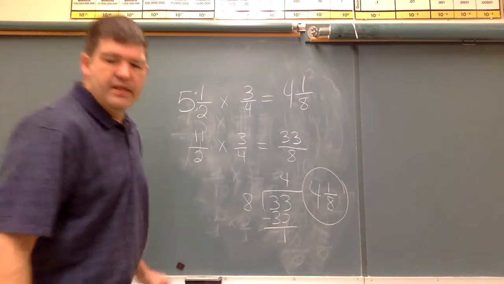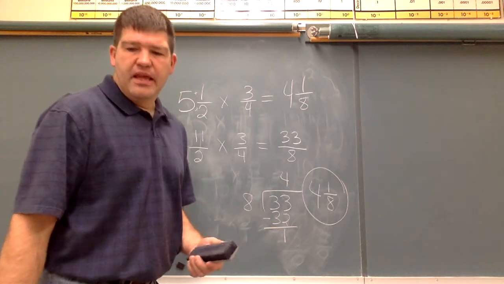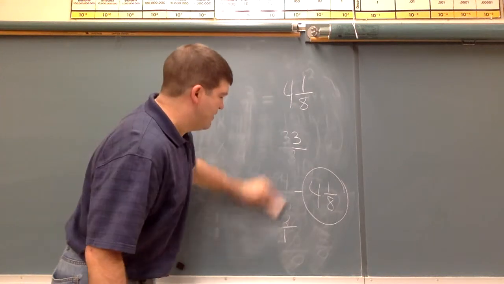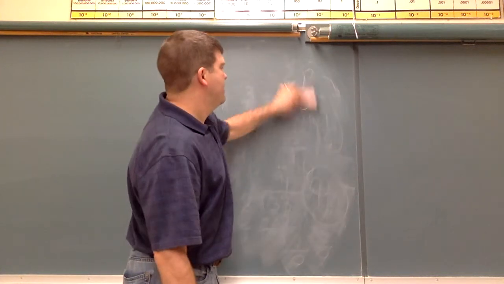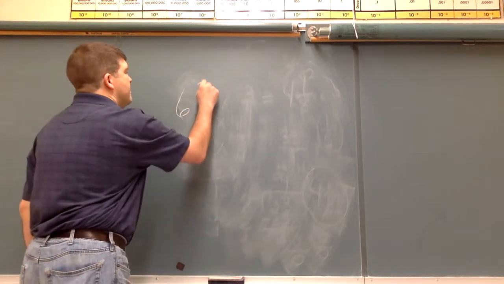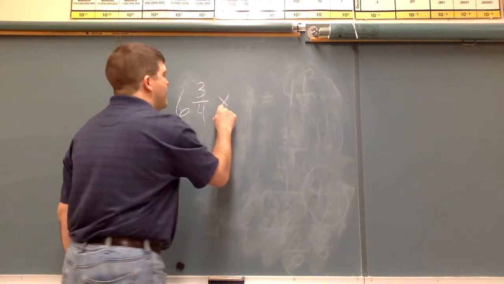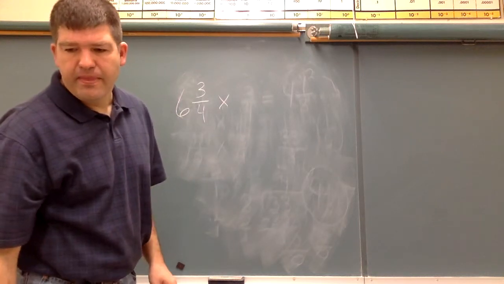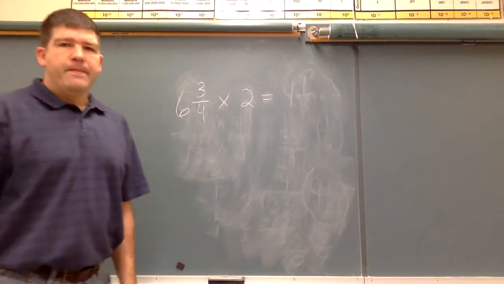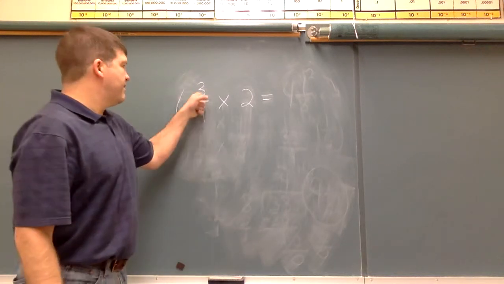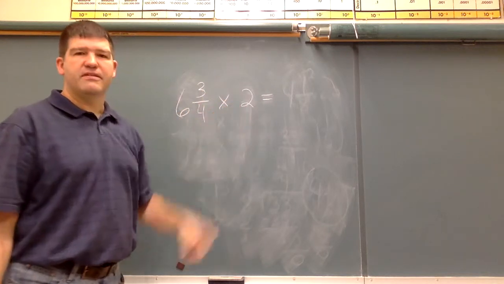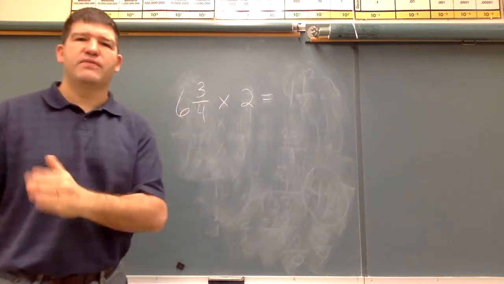Perfect. All right, let's do another one like that. But this time we have a mixed number times a whole number. So my mixed number is 6 3/4 times 2. All right. I want to put them both into fractions because I have a fraction right here, which is this mixed number. I want to put this into a fraction, and then I have to put this into a fraction because it's fraction times fraction.